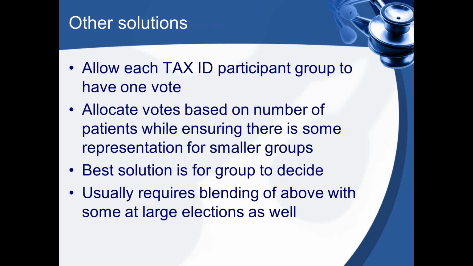Then you get some representation. Then some just allow each tax ID participant to have 1 vote because it's all in or none in. But again, that's almost back to letting every physician vote, because then you disadvantage the bigger practices versus smaller practices. And some of them try and allocate votes based on the number of patients, but again, you get into discrepancies between bigger and smaller practices. The best solution is for the group to decide, but it usually requires some blending of the above with some at-large elections.